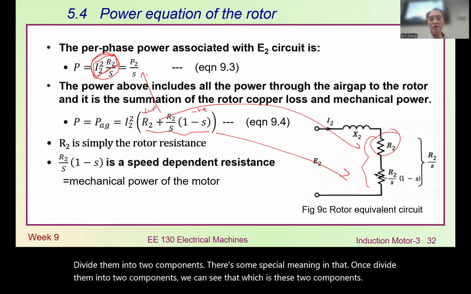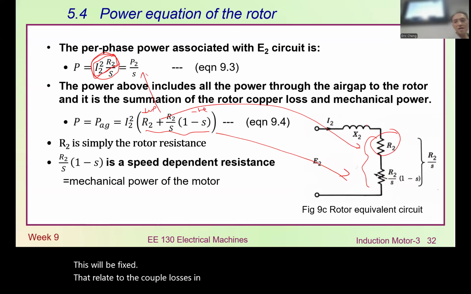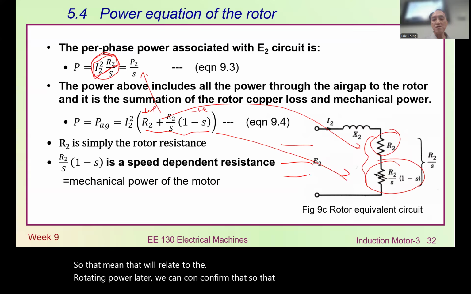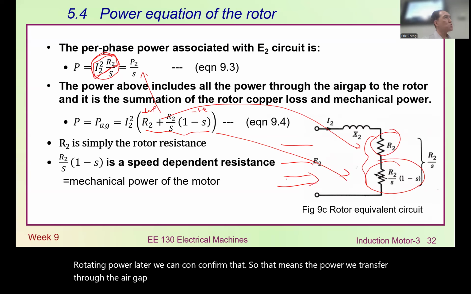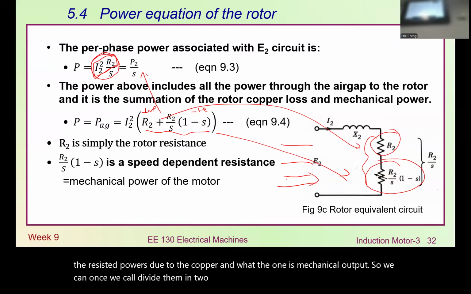One component is fixed and relates to the copper losses in the rotor winding. The other one relates to the speed of rotation, so it will relate to the rotating power. Later on we can confirm that. So the power we transfer through the air gap to the rotor circuitry must have 2 portions. One must be the resistive power loss due to the copper. Another one is mechanical output. Once we divide them into 2 portions, this is related to copper loss, and the rest of it must be mechanical output.